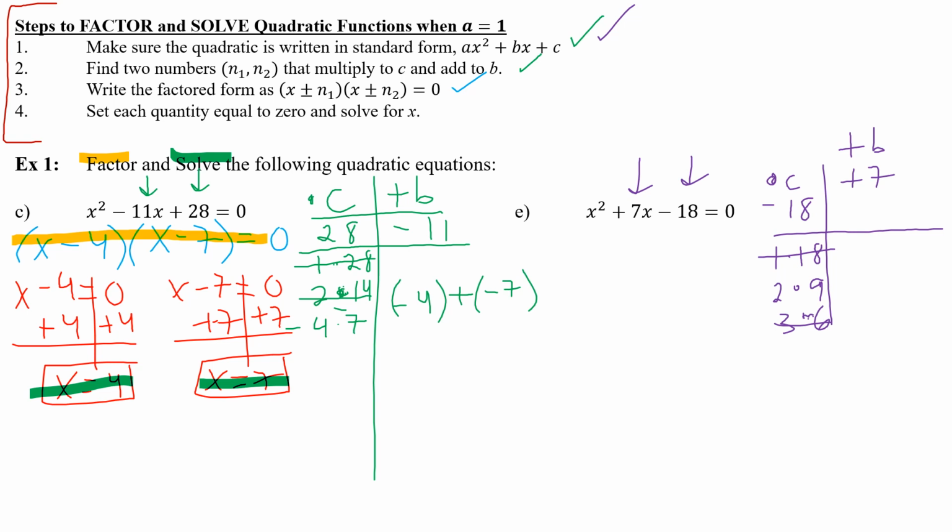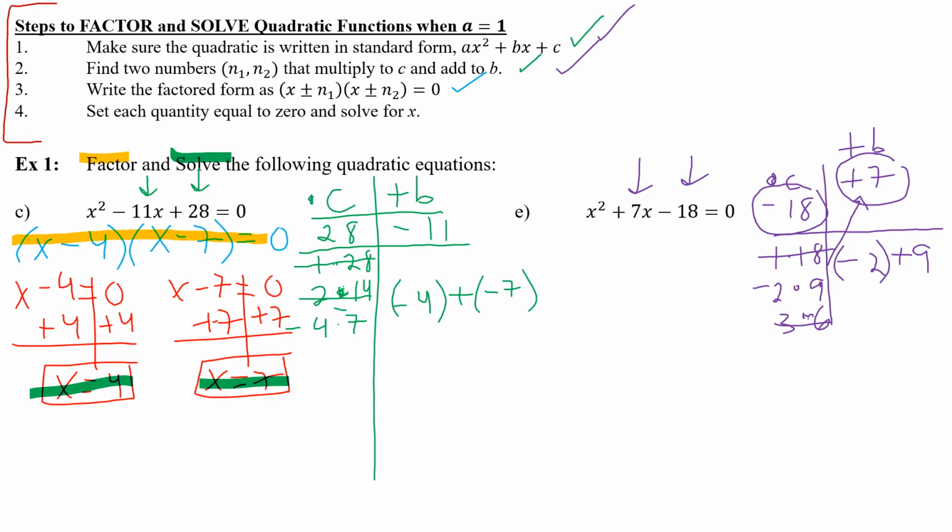So 2 and 9. However, here's a trick. Either the 2 or the 9, one of those has to be negative in order to end up with a product of negative 18. However, we want a sum of positive 7. So because the sum we want is positive, the bigger one must be positive, so that when I add them up, I still get a sum of positive 7. So that means the 2 must be negative. And then you want to double check your work. Negative 2 plus 9, sure enough, is positive 7. So I found my two numbers that multiply to c but add up to b.